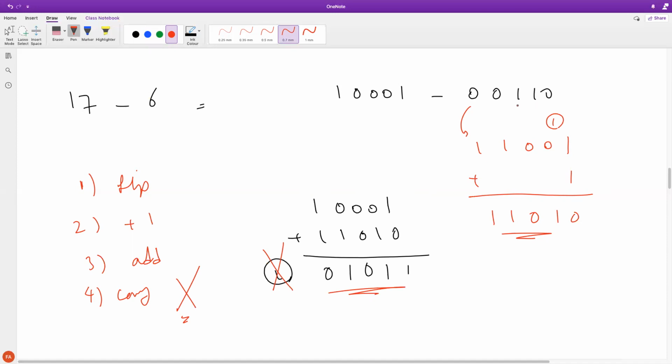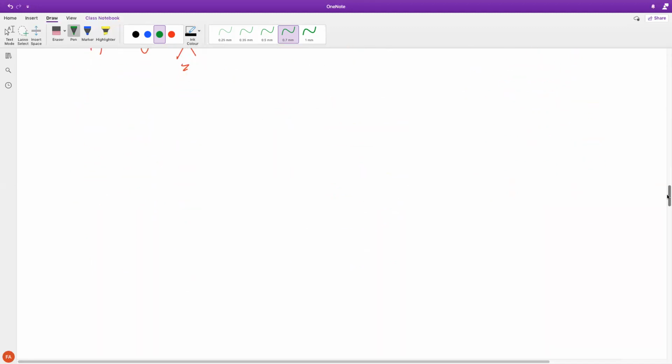Again, 2's complement: flip the bits, add it by 1. This is your 2's complement. Then add it to the original number. If you have carry at the end, you discard. Look, guys, 17 minus 6 is 11. Is that 11? This is 1, 2, 4, 8. 8 plus 3 is 11. I'll give you another example and wrap up this session.